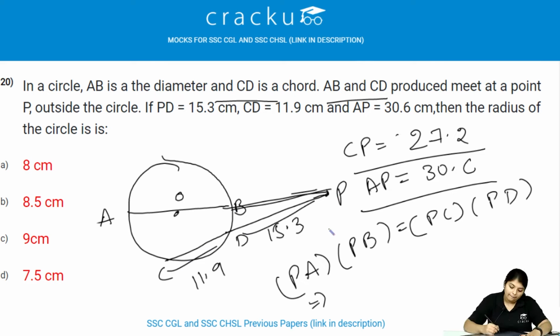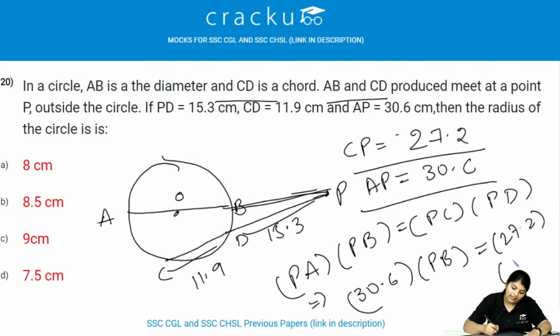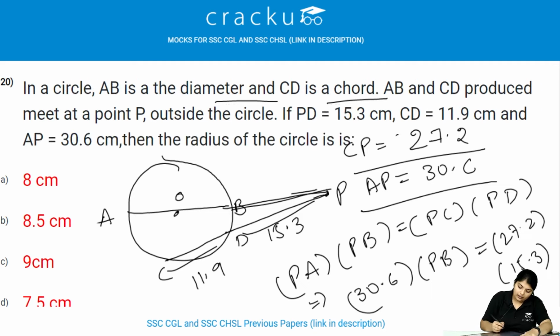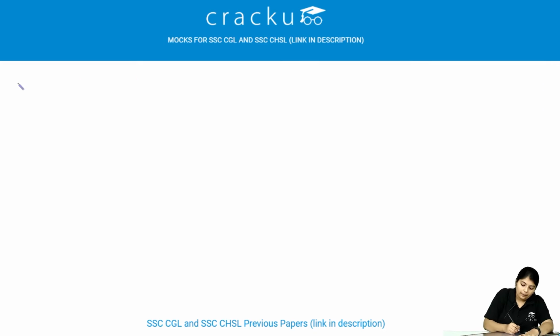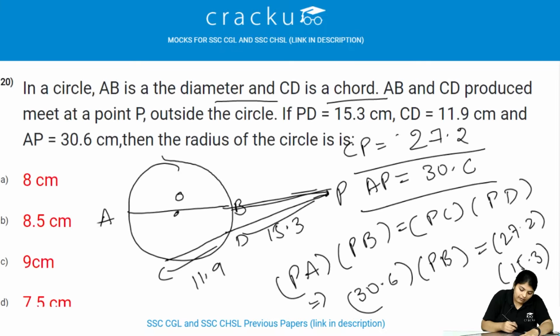Substituting the values, PA is 30.6 and PB is, we don't know, and PC is 27.2 and PD is 15.3. Solving this, we get PB as 13.6. So here we know PB as 13.6 and total AP as 30.6.